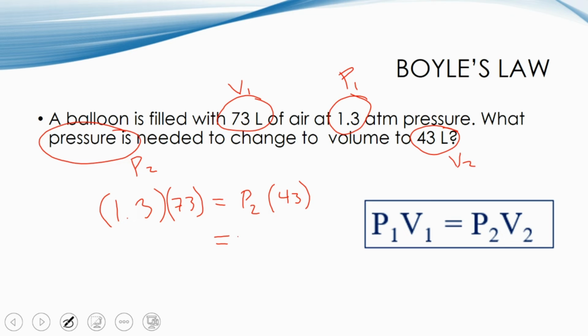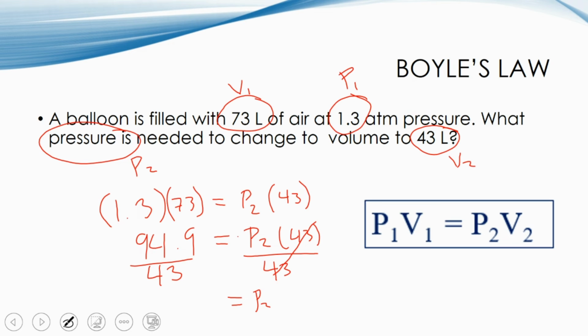So we are going to simplify the left side here. We're going to do 1.3 times 73, and that's going to give us 94.9. And then on the other side, we still have P2 times 43. Now, if I want to get P2 by itself, right, we're solving for x, the pressure, what you need to do is the opposite. So we're going to divide, because parentheses means multiplication, so we're doing the opposite. So when we divide 43 by 43, that gets canceled. But what we do to one side needs to be done to the other. So we're going to divide this side by 43.